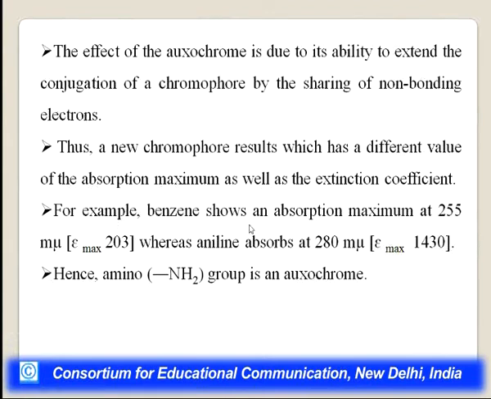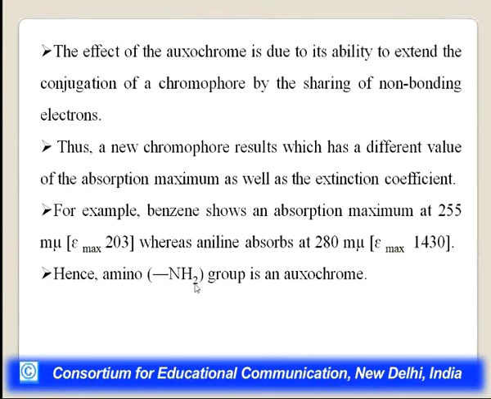For example, benzene shows an absorption maximum at a value of 255 millimicron and the epsilon maximum is 203, whereas for aniline, that is an NH2 group attached to benzene, this NH2 group acts as an auxochrome and enhances the value of lambda maximum. You can see over here this value 255 is now extended to 280 millimicron, and the extinction coefficient, that is epsilon maximum, increases from 203 to 1430.